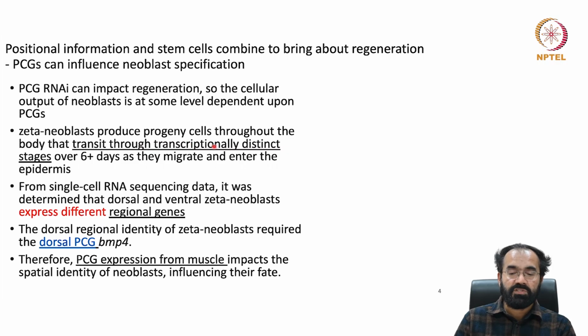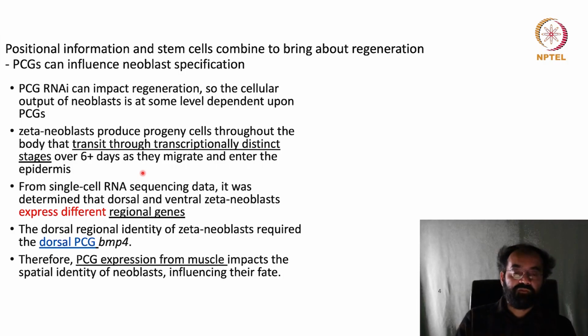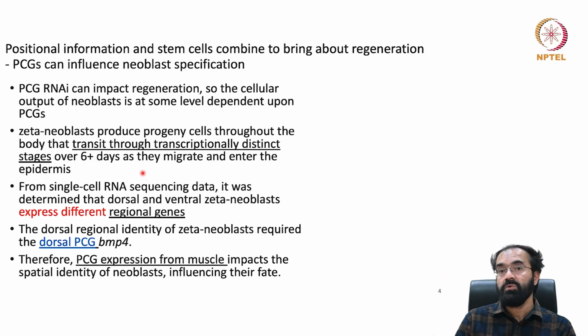Zeta neoblasts produce progeny cells throughout the body that transit through transcriptionally distinct stages over 6+ days as they migrate and enter the epidermis. So what we should understand here is, when there is any damage occurring to a given tissue, it has to come from the neoblast, and the gradient must be established in the form of neoblast. Without this, it is not going to work out.